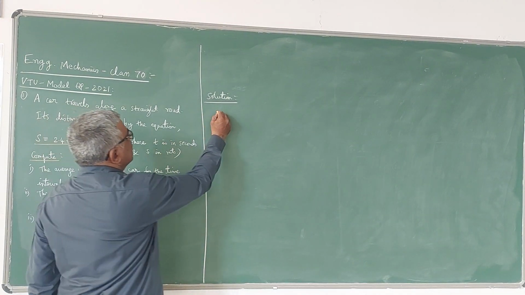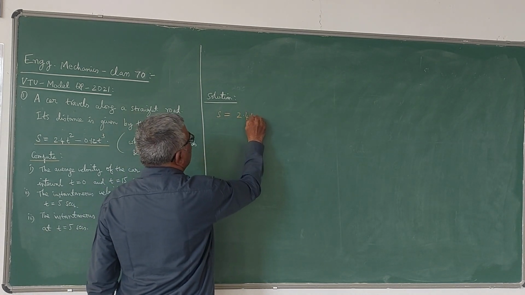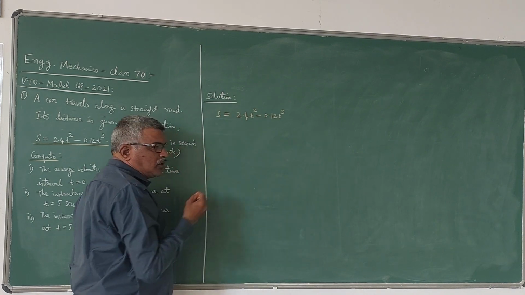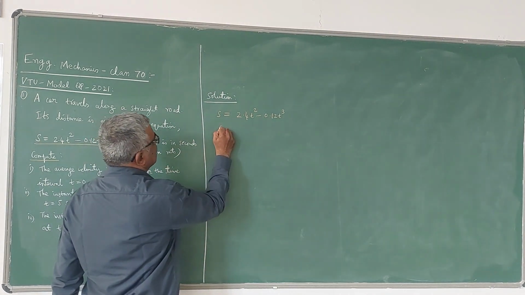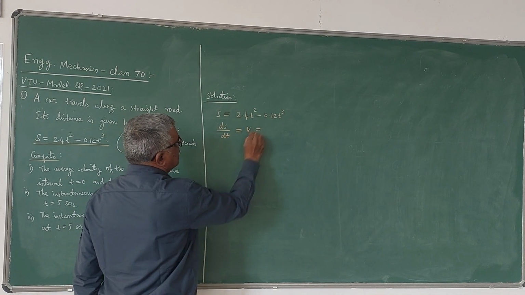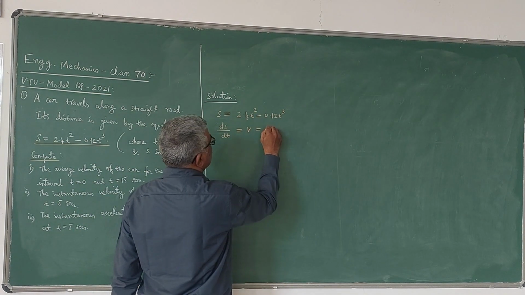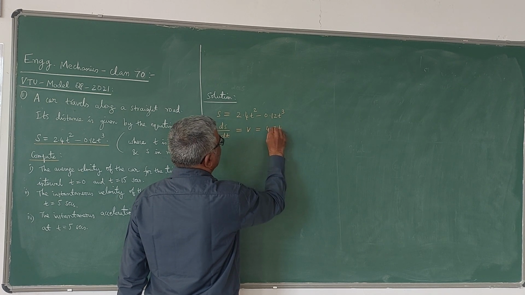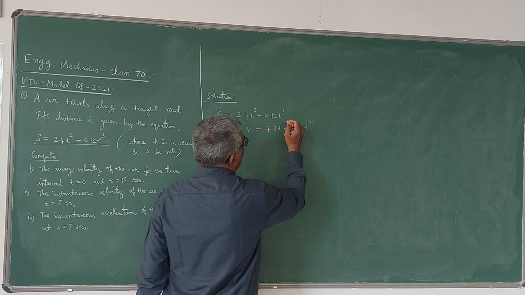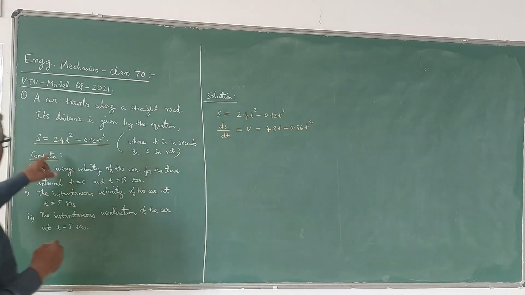He has given s as a function of t here. S is equal to 2.4 times t square minus 0.12 t cube. So you know that ds by dt, the derivative of the displacement with respect to time, gives the velocity, which is nothing but the instantaneous velocity. If you differentiate this with respect to t, you are going to get 4.8 t minus 0.36 t square. So this is the derivative. Now using this we can find out whatever is asked.